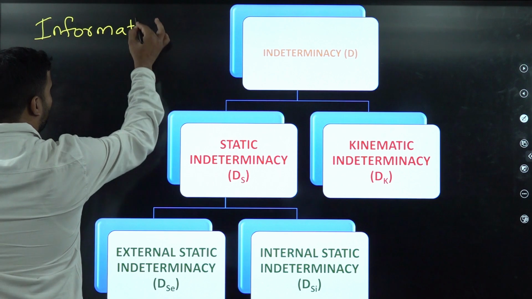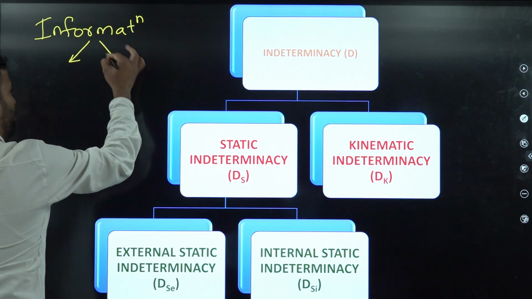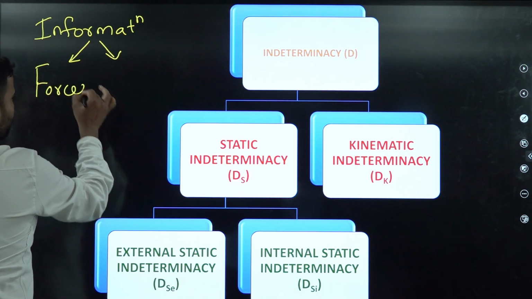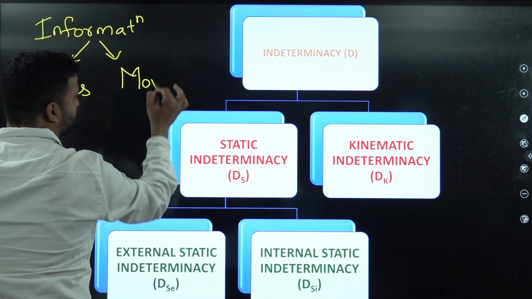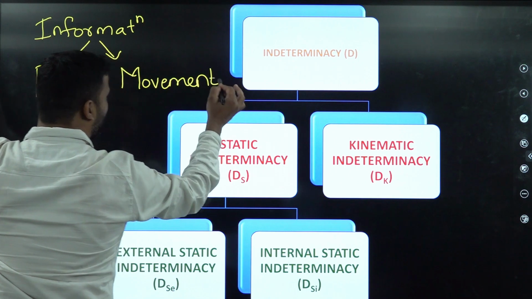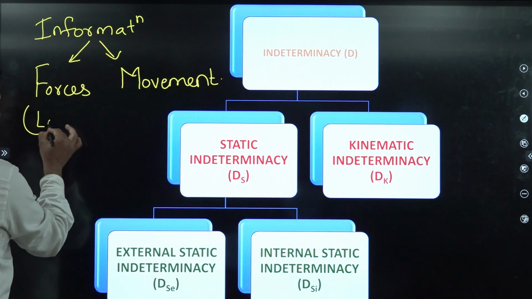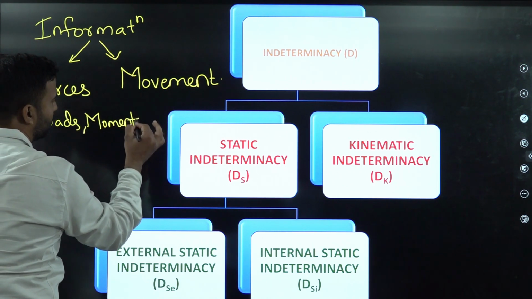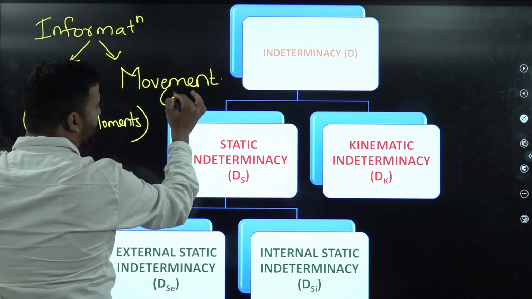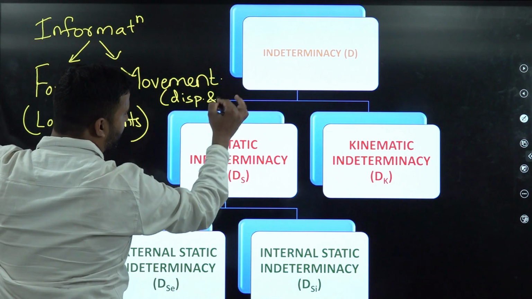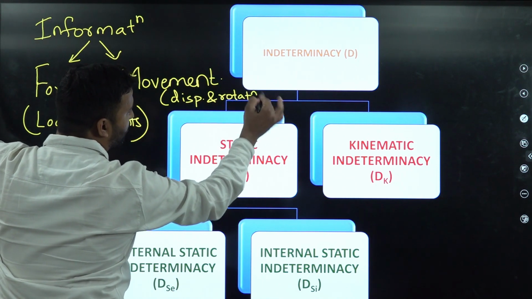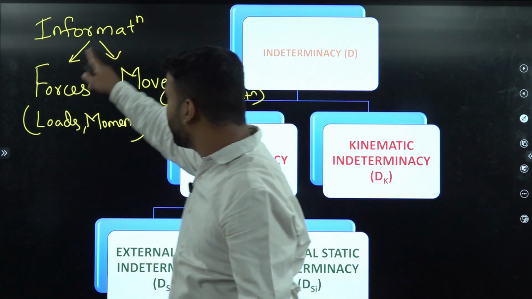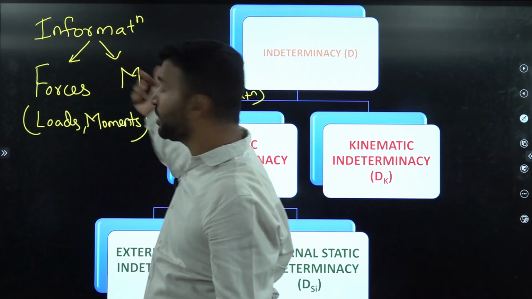Now, what does this information mean? It is bifurcated in two parts. The first one is forces, and the second one is movement. Forces we call either loads or moments, and the second one is movement, that is displacement or rotation. Done. So if I am talking about information, it is the sum of forces as well as movements.